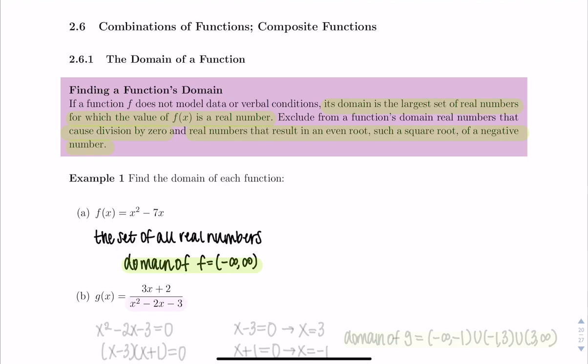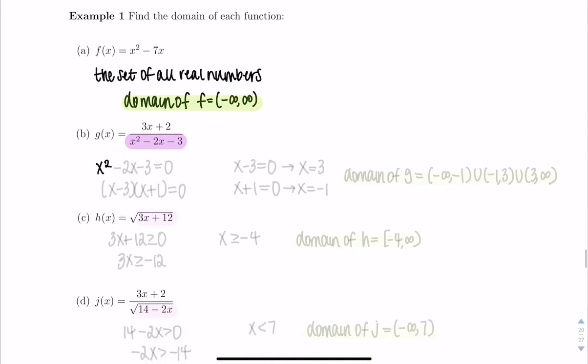Now let's go ahead and look at g of x. Because division by 0 is undefined, we have to exclude the values in the domain that cause the denominator to be 0. So we need to look at the x squared minus 2x minus 3 and see when this becomes 0. So let's set it equal to 0 and then solve. Let's try and factor the left-hand side. Well, this factors as x minus 3 times x plus 1.